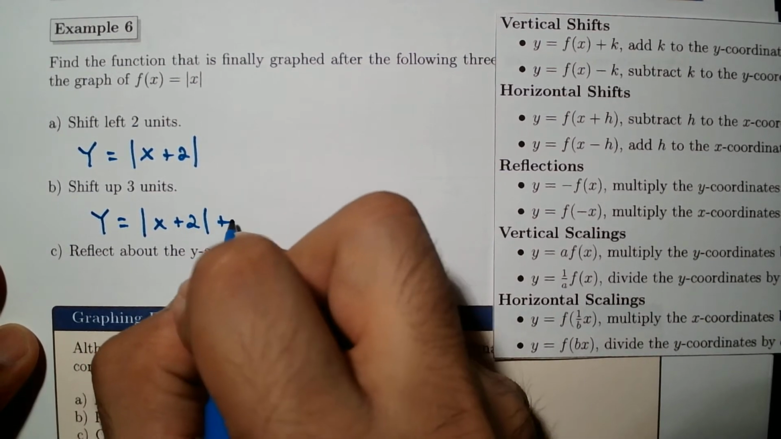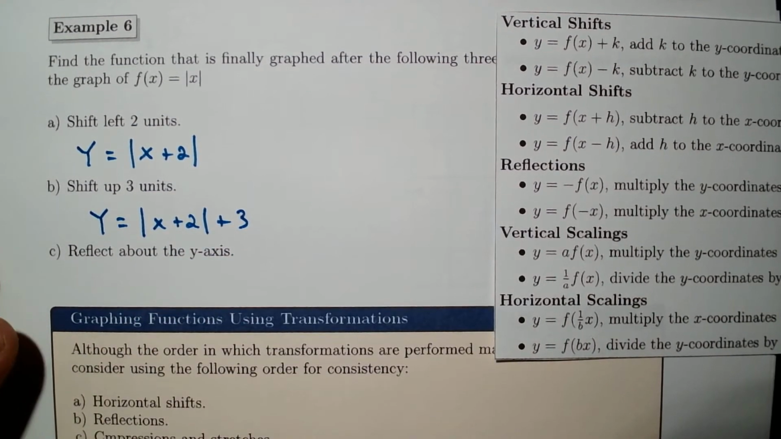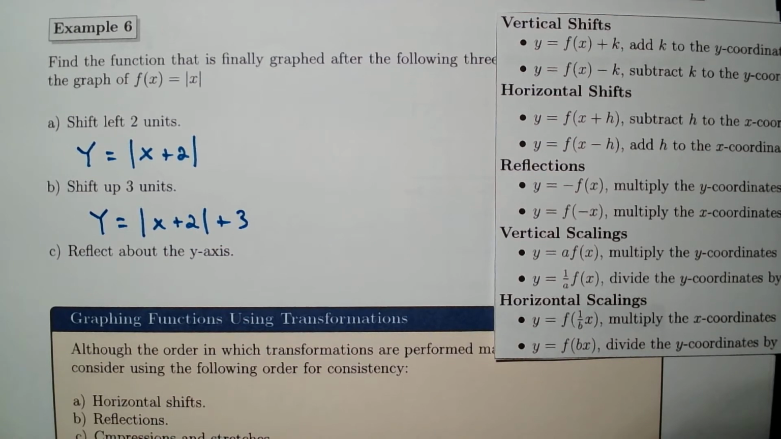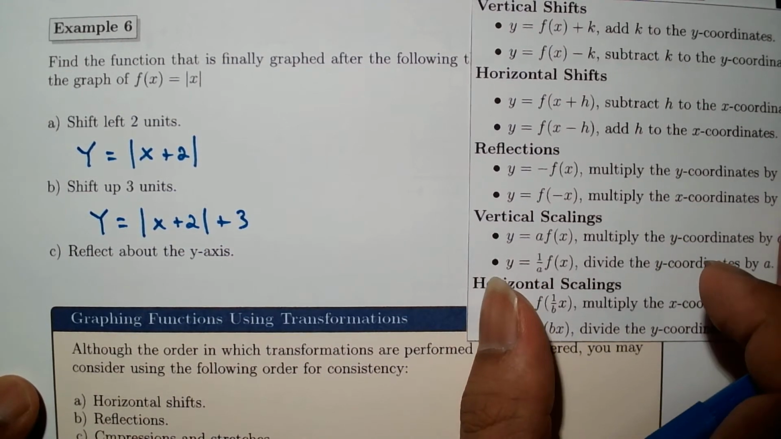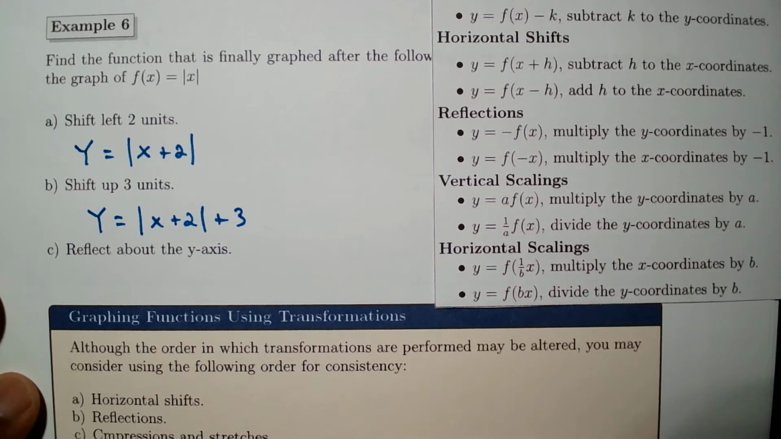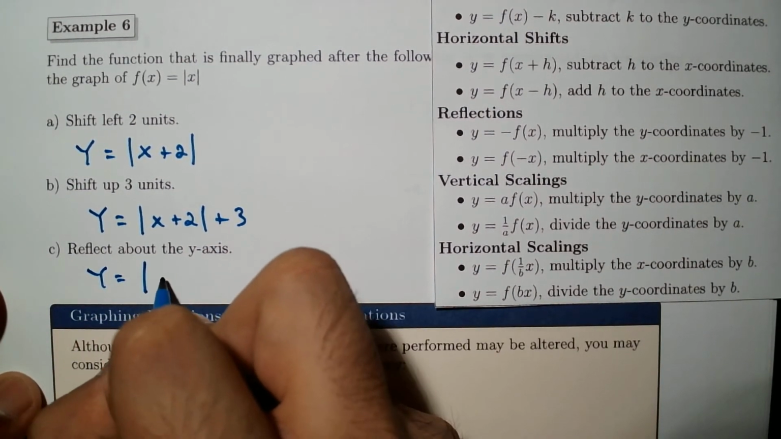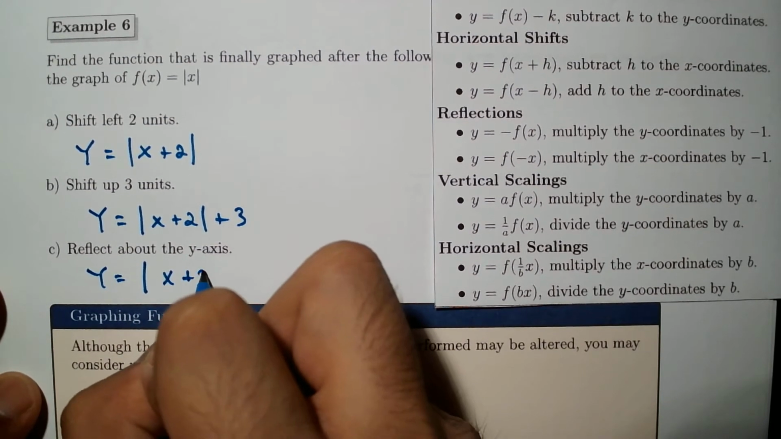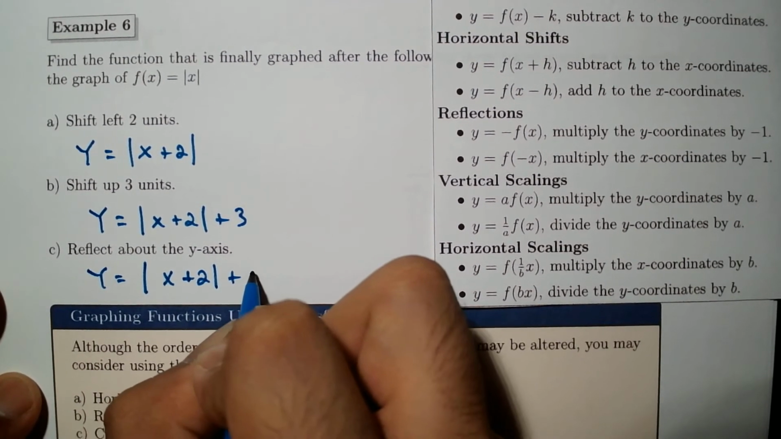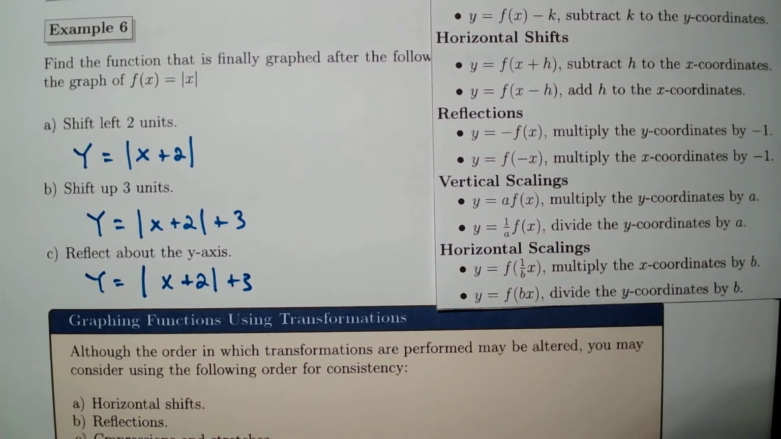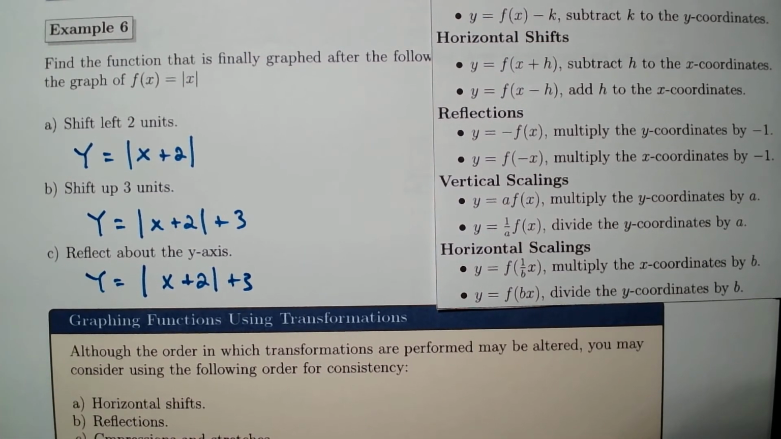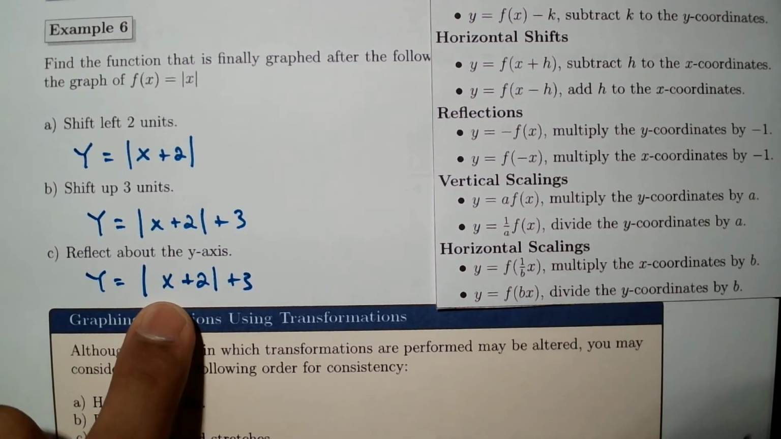How many units? 3 units. Okay. Now, we are going to reflect about the y-axis. So, in this case, absolute value, x plus 2 plus 3. Okay, I need a negative sign somewhere, but where are we going to put it?